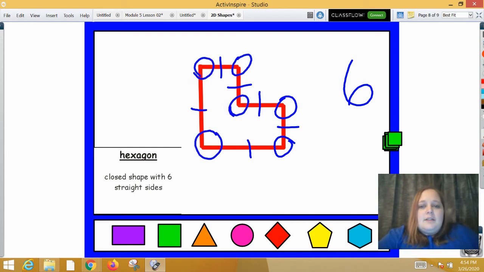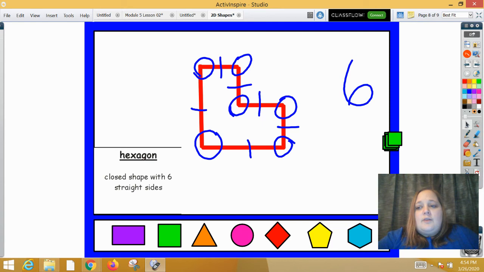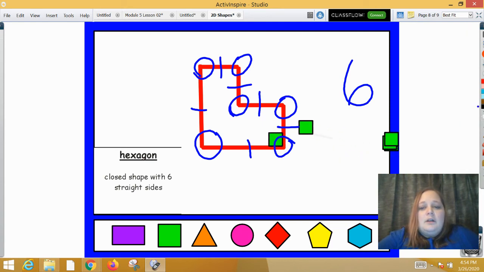Now they're not all square. Some of them are square corners, but some of them are not. So if I go here with my square, I can see this is a square corner. This is a square corner. This is a square corner. This is a square corner. This is a square corner, but uh-oh, this is not a square corner. So it has 5 square corners, but it still has 6 corners.